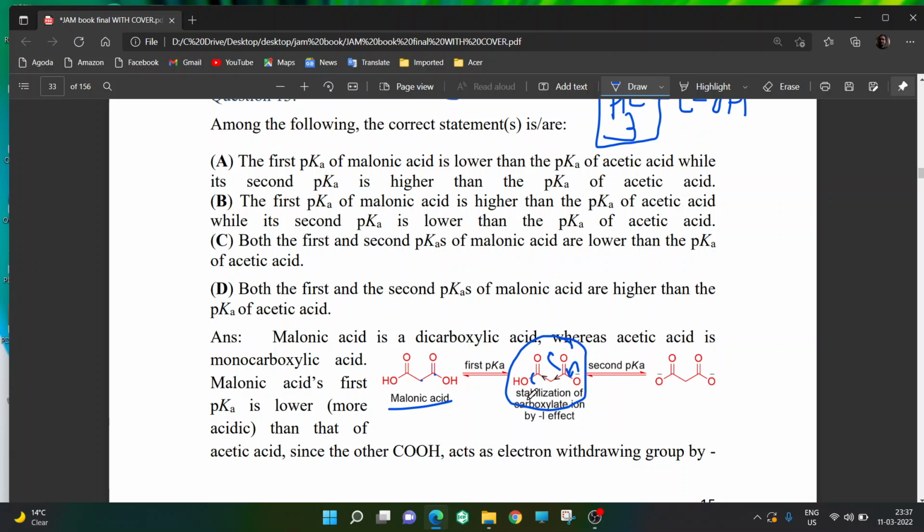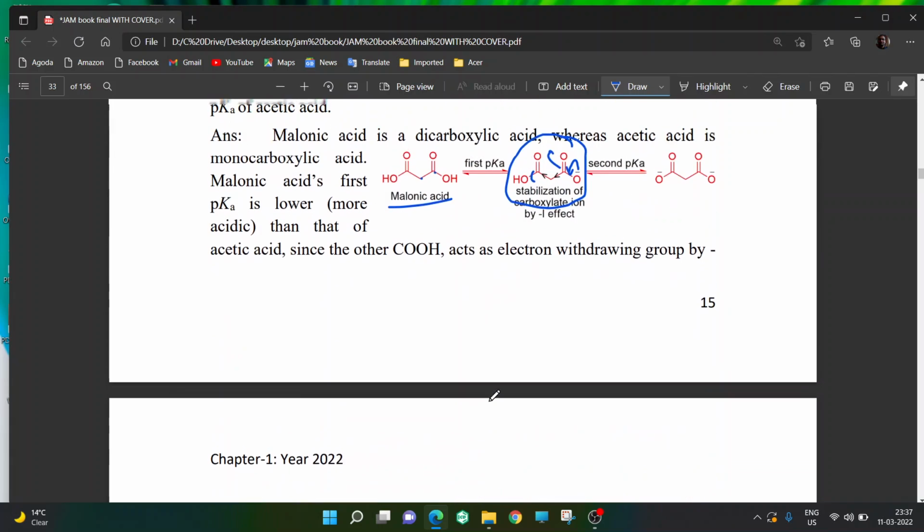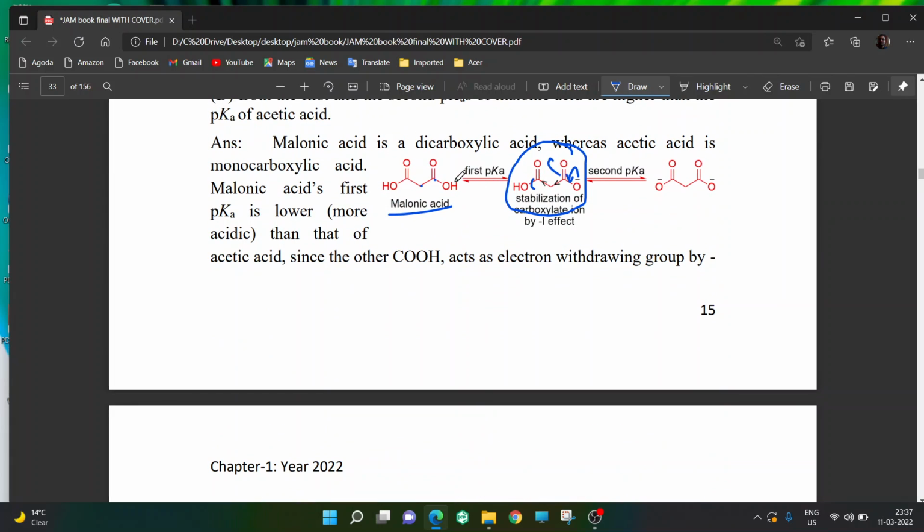Whereas if I compare with carboxylic acid, once you remove this proton, this negative charge is getting destabilized by the plus I effect of CH3. So it will be tough to remove this proton, because the species which is formed is not as stable as this one. If you remove this proton here, the species formed is more stabilized. See, there is destabilization because of the negative charge. This negative charge is making it unstable. If you are able to remove this negative charge, it will become more stable.